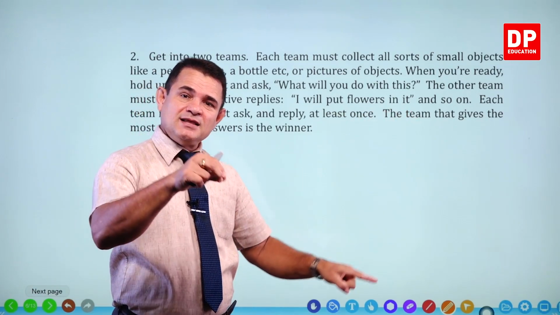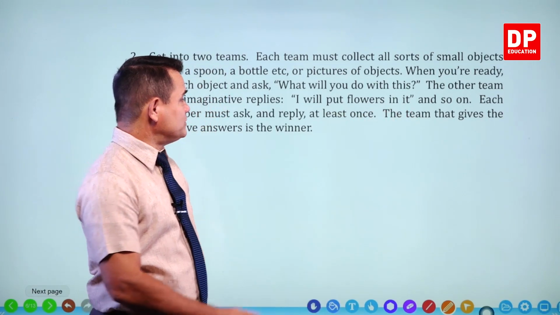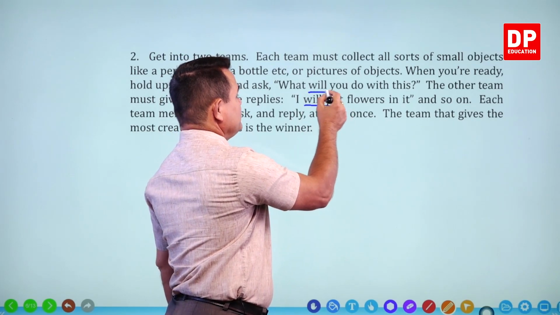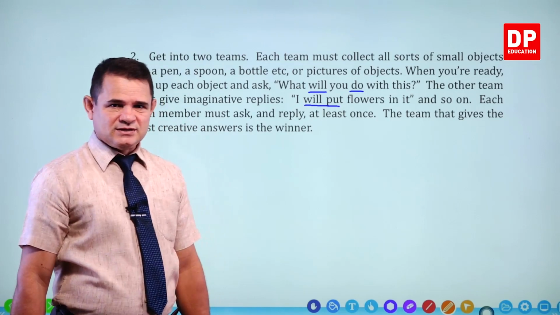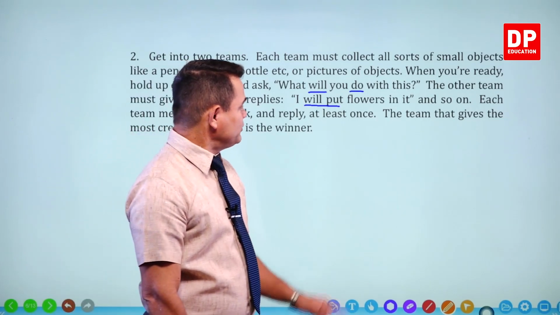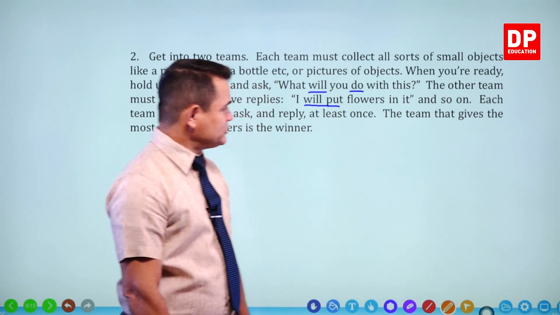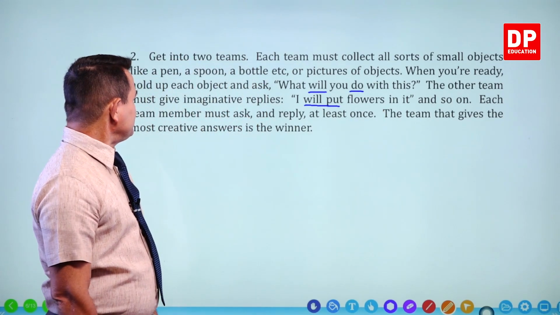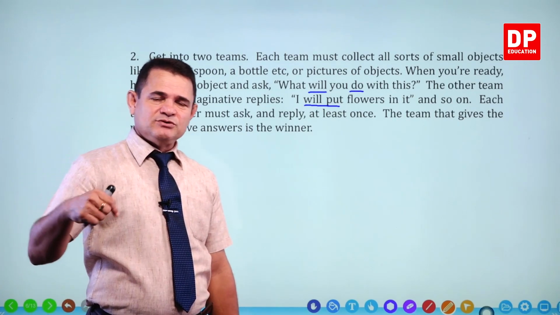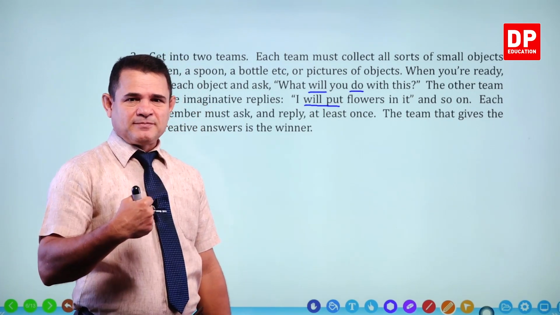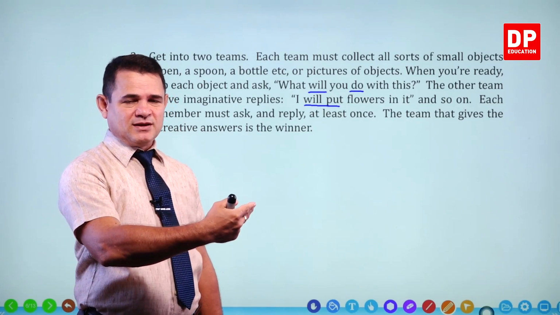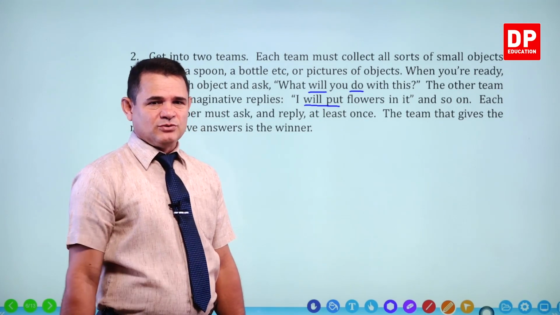I will put, future tense. The question also, what will you do? Will do, future tense. Question, future tense. The answer also future tense. I will put flowers in it, and so on. Each team member must ask and reply. So everybody in the team should ask as well as reply. Everyone in the team asks questions, and everyone in the other team must answer.